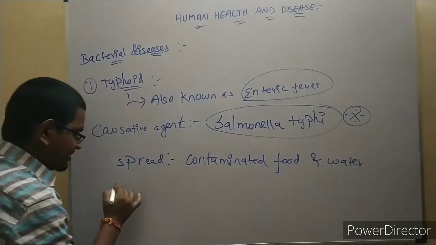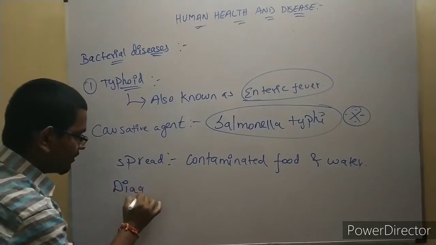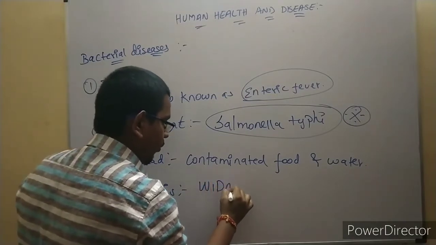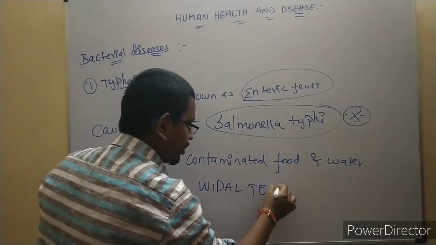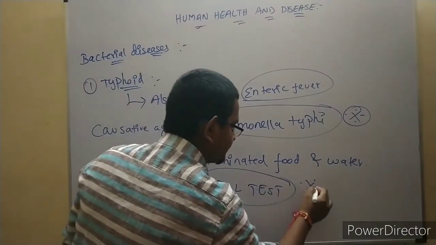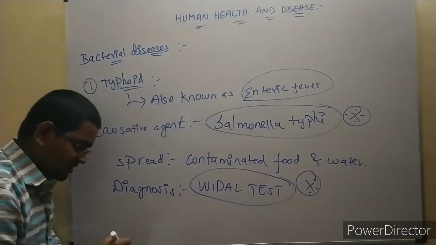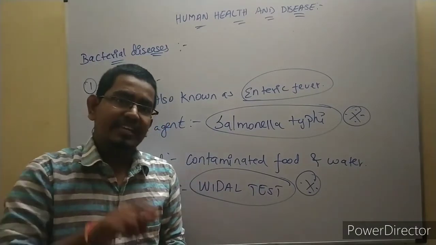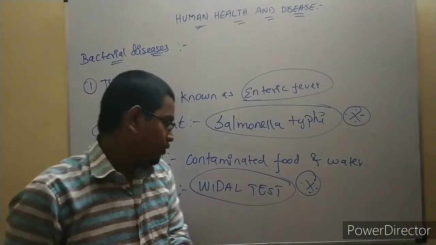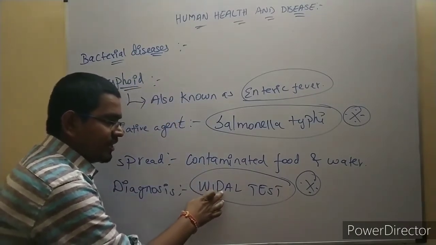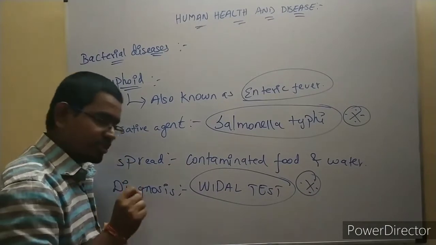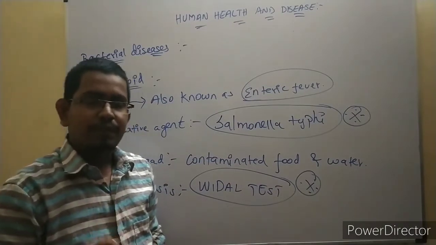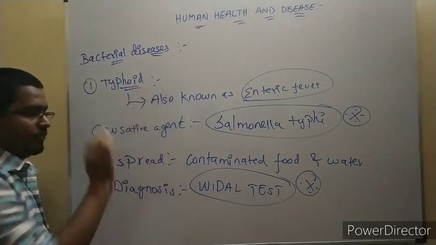There is a diagnosis test for typhoid. What is the diagnosis test? Widal test. It is important, note this one, Widal test. What is a diagnosis test? A diagnosis test is the test which will exactly say what illness you are suffering from. So if in the diagnosis test the report comes as positive, then you have typhoid. If the report says you are negative, then you are not suffering from typhoid.